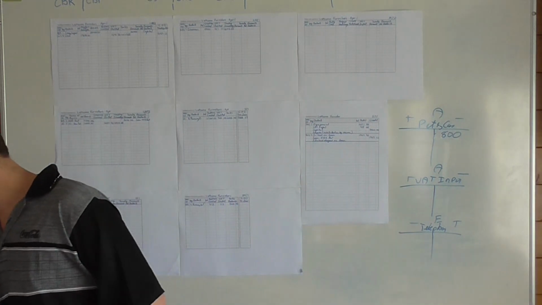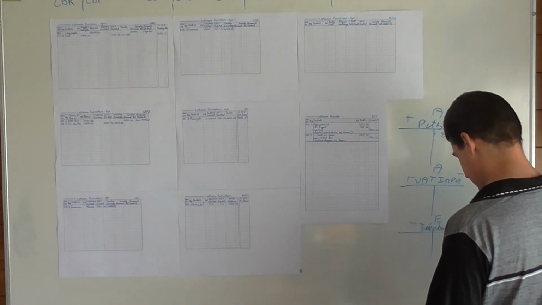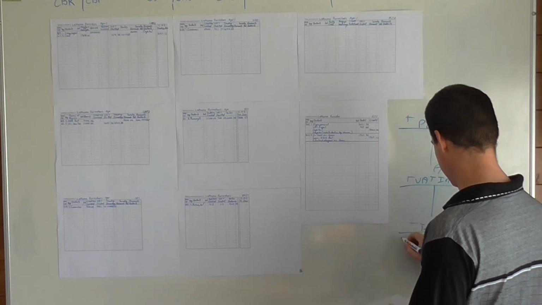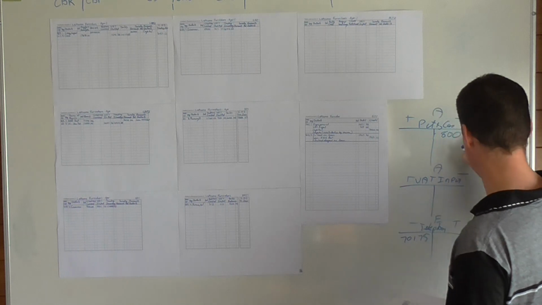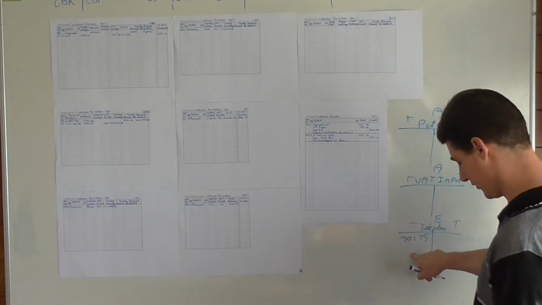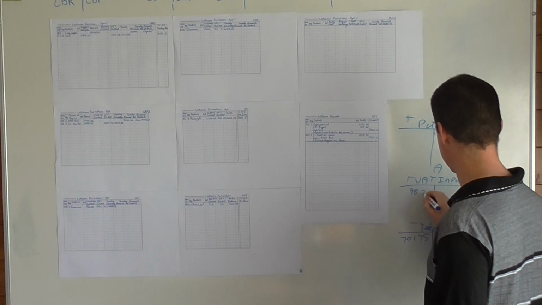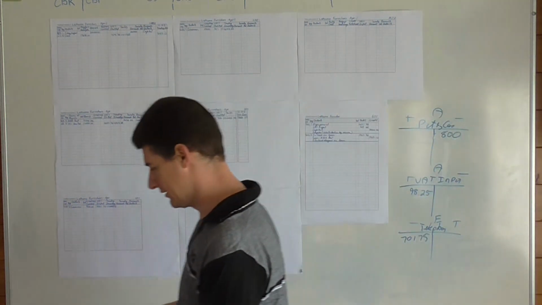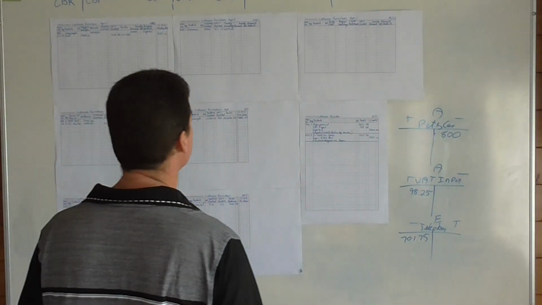The VAT exclusive amount, which will be your telephone expense, will be 701.75. That'll be 800 divided by 1.14. And then your VAT amount is 98.25. Okay, so let's just complete that into our register.